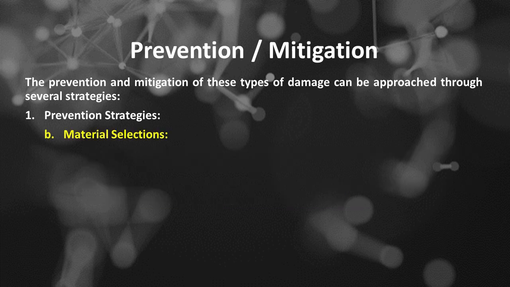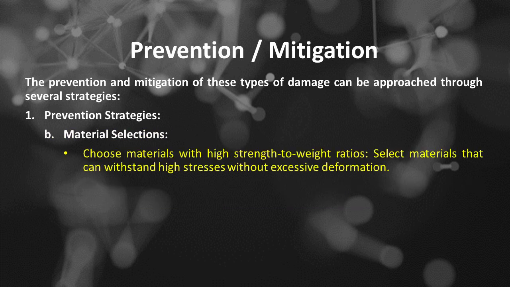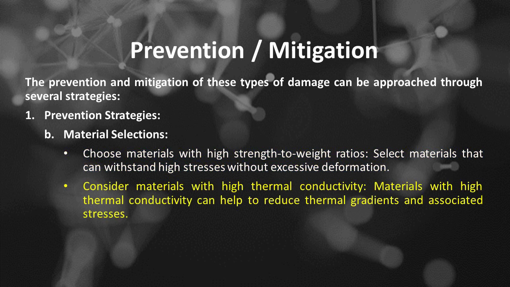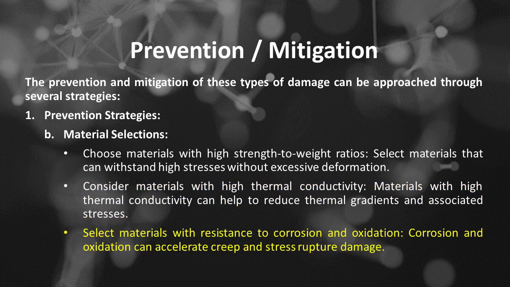The second of prevention and mitigation strategies is material selection. Choose materials with high strength-to-weight ratios. Select materials that can withstand high stresses without excessive deformation. Consider materials with high thermal conductivity. Materials with high thermal conductivity can help to reduce thermal gradients and associated stresses. Oxidation can accelerate creep and stress rupture damage.